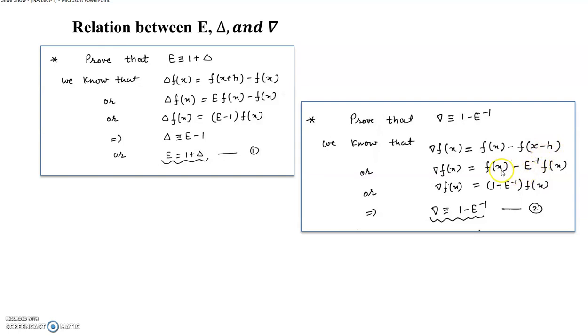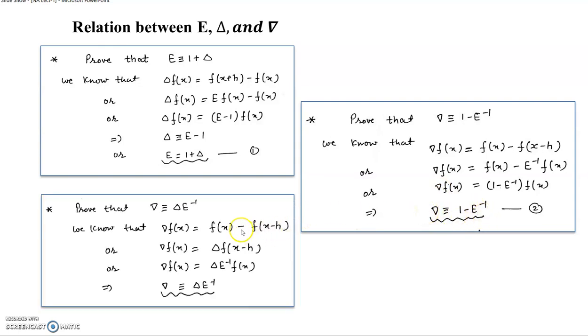So by taking out common f(x), we have nabla f(x) is equal to (1 minus E^(-1)) f(x). Nabla is equivalent to 1 minus E inverse. This is our second result.